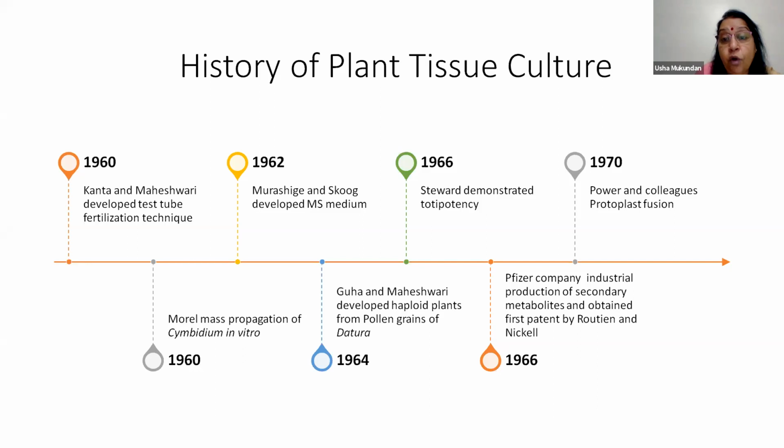Commercialization of tissue culture was achieved by a company known as Pfizer, and they commercialized plant cell suspensions for production of secondary metabolites. And the person who was involved in the research, Rotten, got the first patent. And in 1970, Power and his colleagues fused protoplasts. So if you have protoplast fusion, you get what are known as somatic hybrids. And protoplasts are easy to fuse because they have only the plasma membrane.